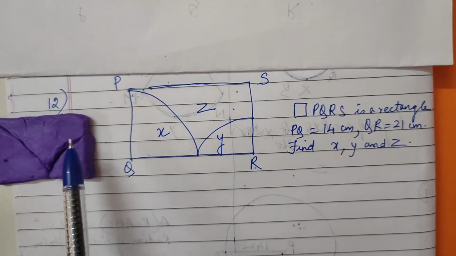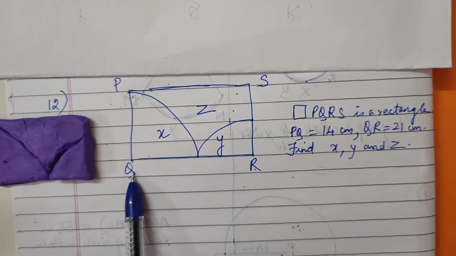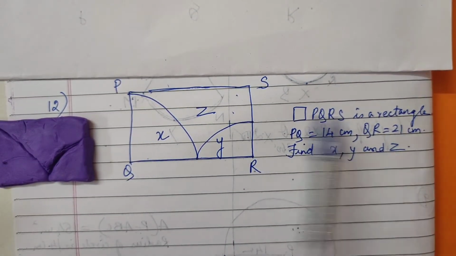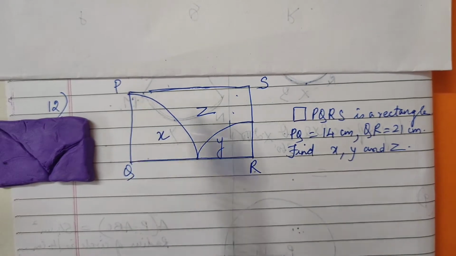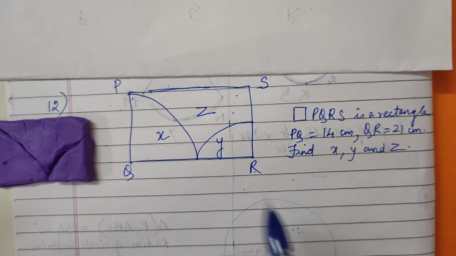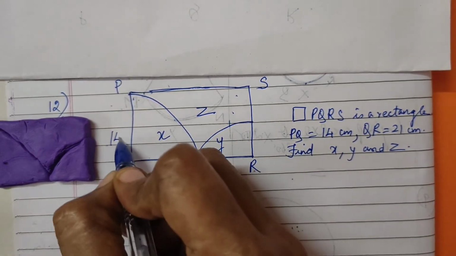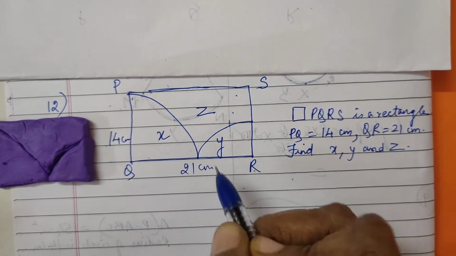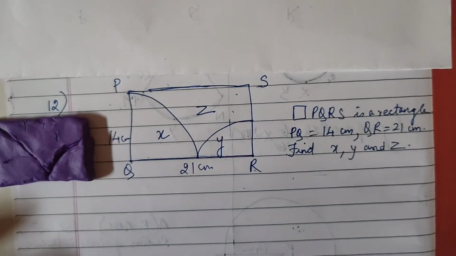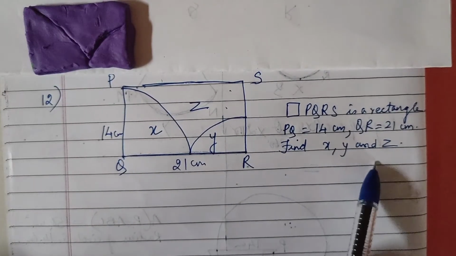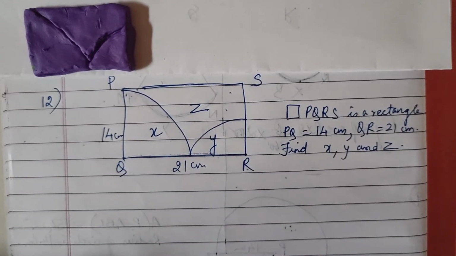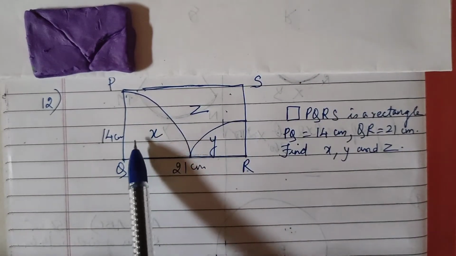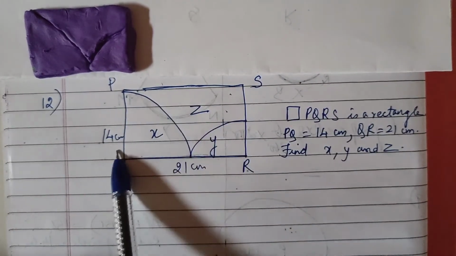See the 12th question here. You have been given the figure here. Yes. So here PQRS is a rectangle. Can you all see? Yes, it is a rectangle, and PQ is 14 centimeter. We consider PQ as 14 centimeter and QR as 21 centimeter. That means it is the length and the breadth that is given here. Right. After that they have asked to find out the X, Y and Z figures here. If you observe the X figure, how does it seem to be?